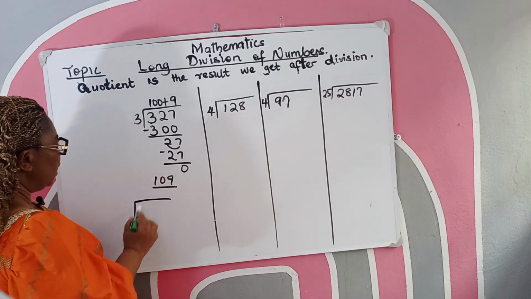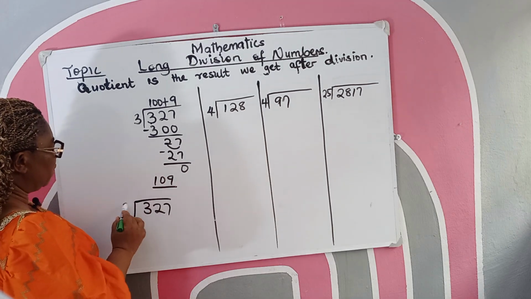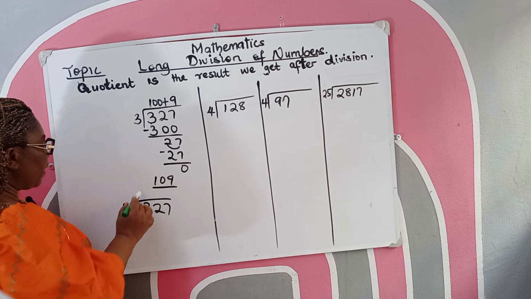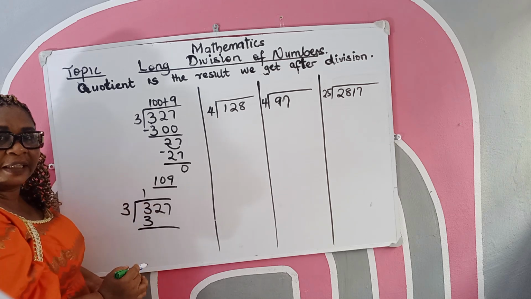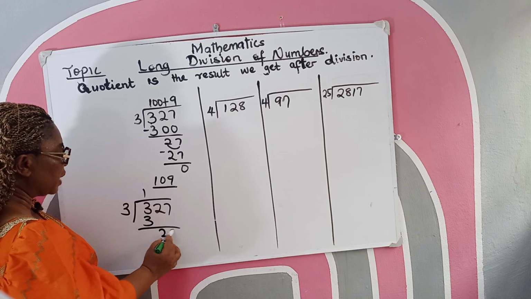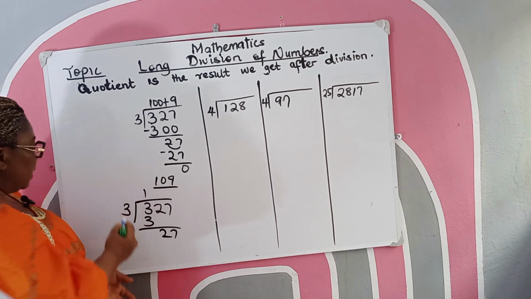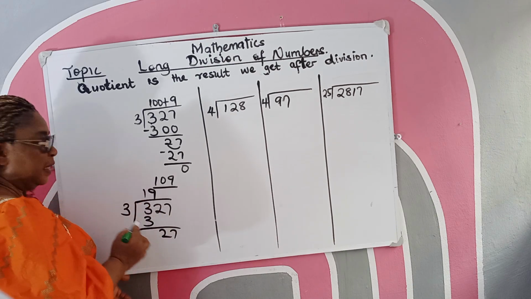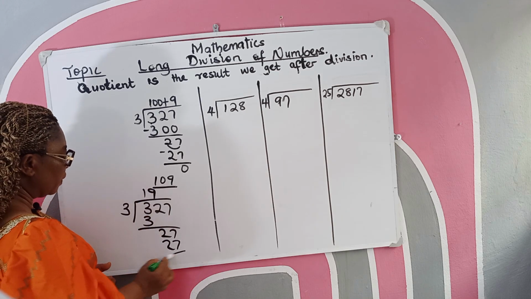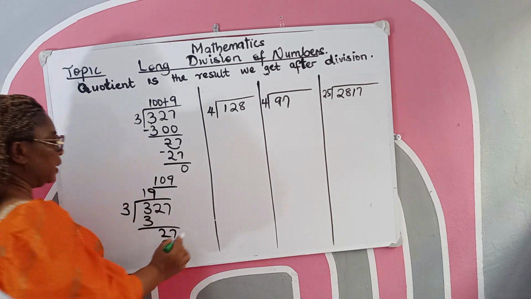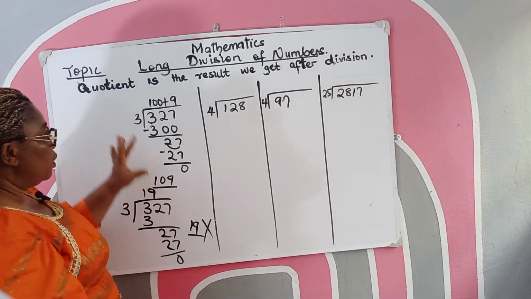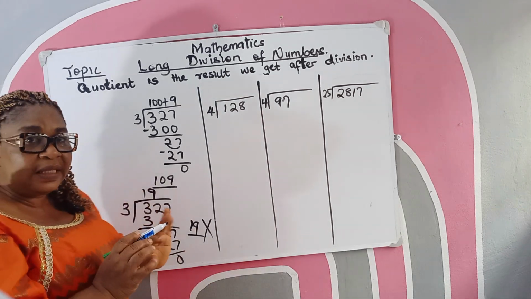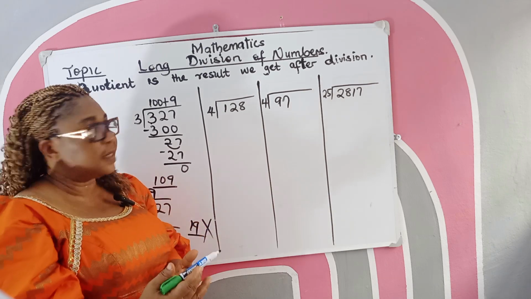If you don't do it this way, you choose to do it the other way. Watch me. 327 divided by 3, okay? 3 divide 3 will give us 1. 3 times 1, 3. You rule your line. You bring down 27 because that's what is remaining. 3 divide 27 will give you 9. 3 times 9 will give you 27. And the answer you get is 19, which is not the right answer. You follow it this way, you will not miss any digit in the answer.